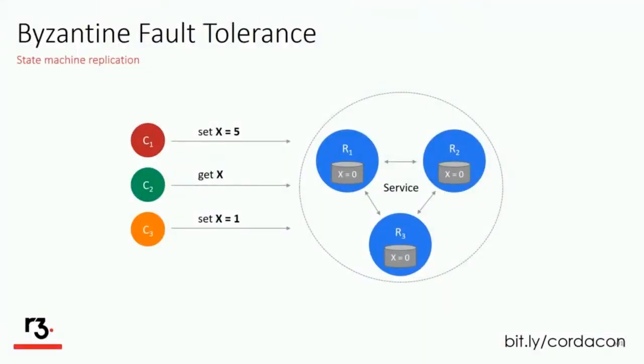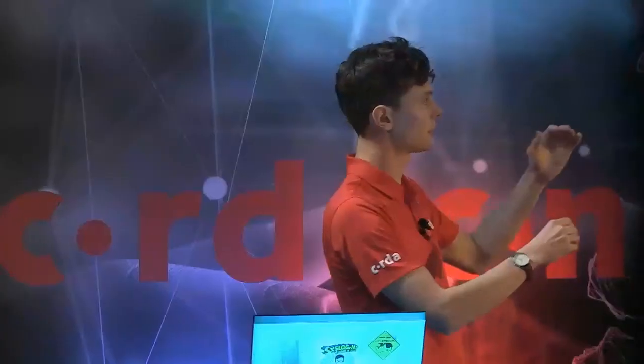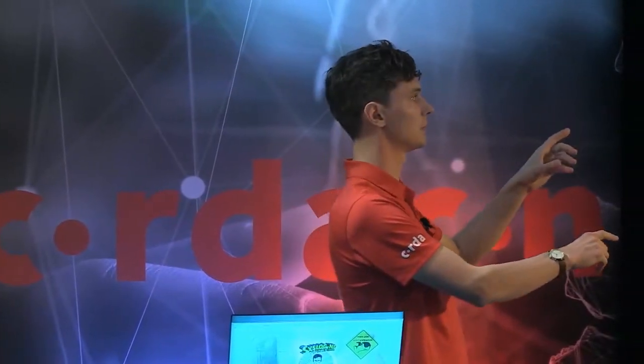So in this example, we can see a service that contains a replicated state machine containing the state X. And we have multiple clients sending requests for modifying that state. The goal of the consensus protocol and of the whole service is to order these client requests and apply them in the same order on every replica so that the state evolves consistently.